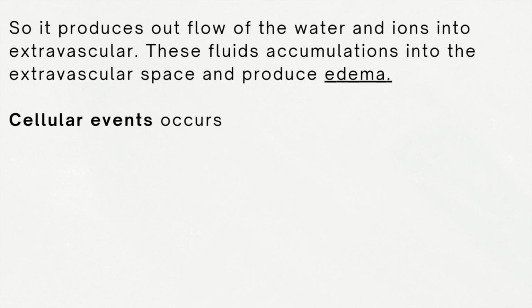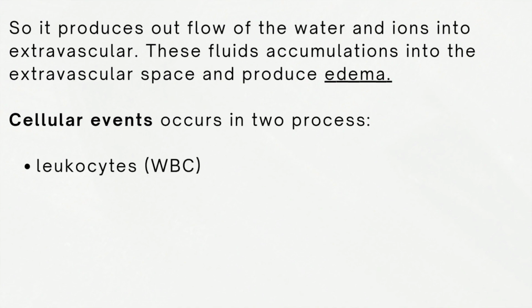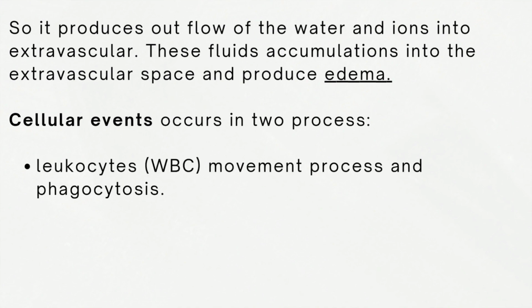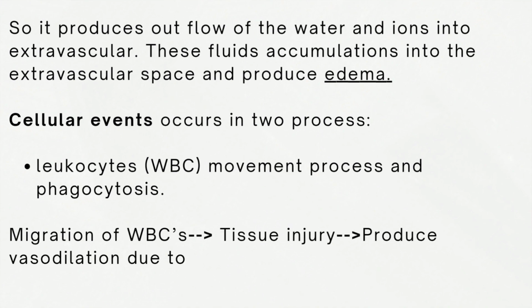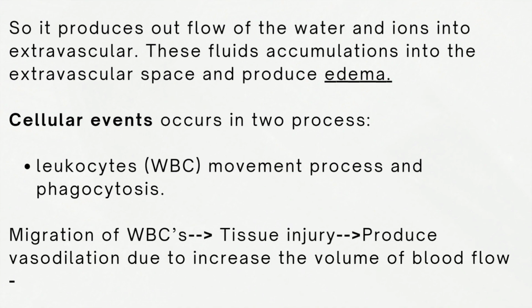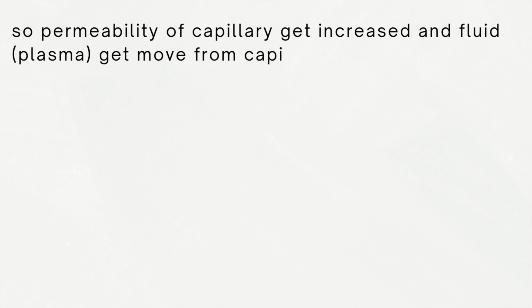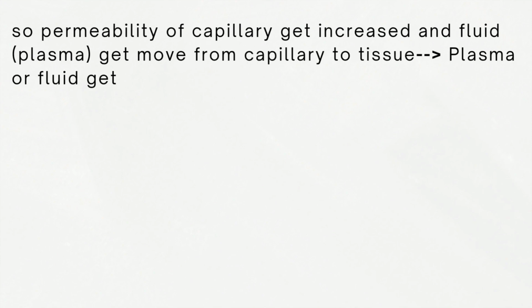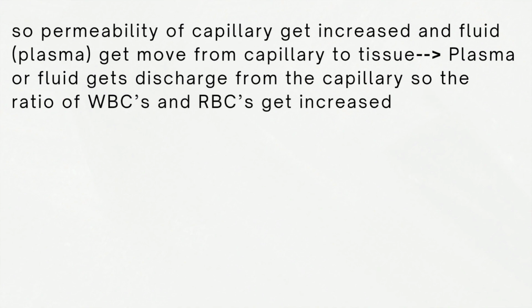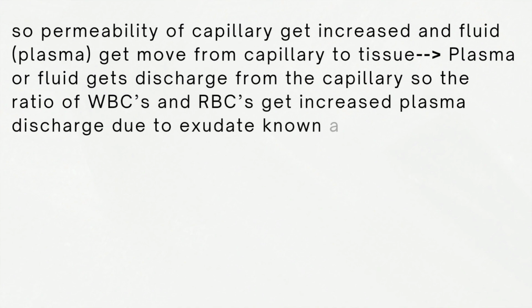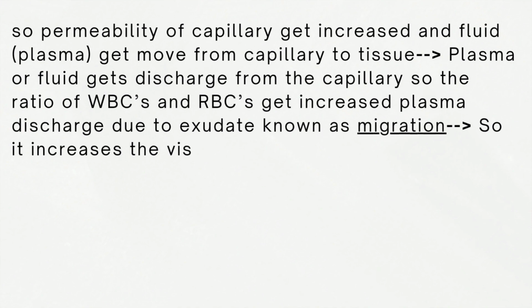Cellular events occur in two processes: leukocyte (WBC) movement and phagocytosis. Migration of WBCs to the tissue injury produces vasodilation due to increased volume of blood flow. So the permeability of the capillary increases and fluid, plasma, gets discharged from the capillary to the tissue. The ratio of WBCs and RBCs increases, and the plasma discharge, known as exudate, increases the viscosity.